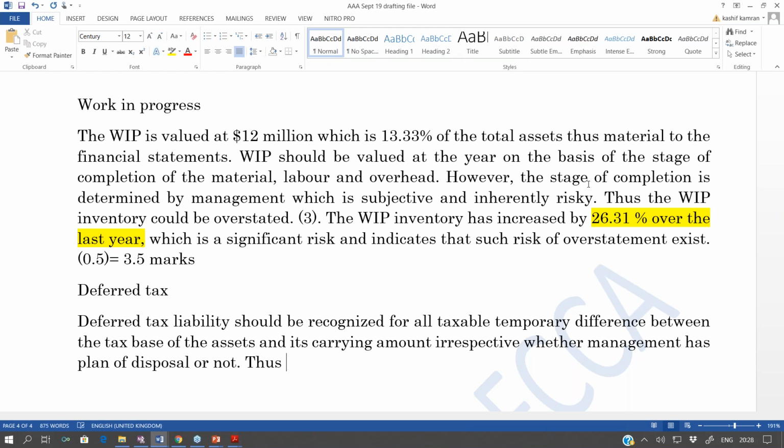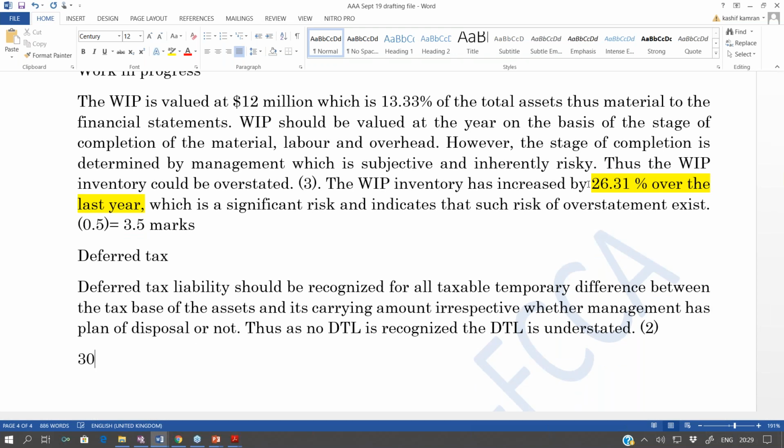Thus, as no deferred tax liability is recognized, the deferred tax liability is understated. So did I write materiality here? Did I write the other two things, the treatment and the impact? So I'm getting 2 marks here, right?